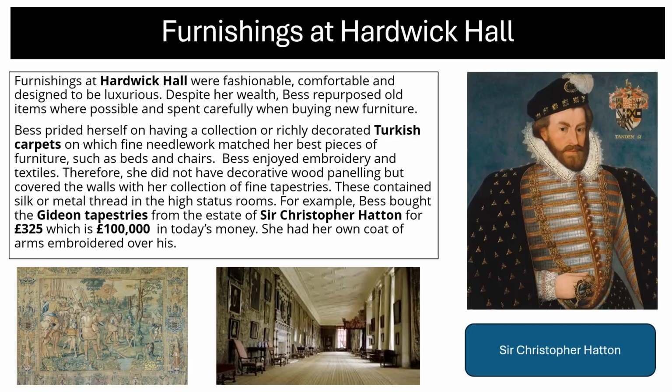Now, one of the big things that Bess didn't have is decorative wood panelling, but instead she covered the walls with her collection of fine tapestries. These contained silk or metal thread in the high status rooms. Bess bought the Gideon tapestries, this is a key detail, from the estate of Sir Christopher Hatton for £325, which is 100,000 in today's money, and she had her own coat of arms embroidered over his.